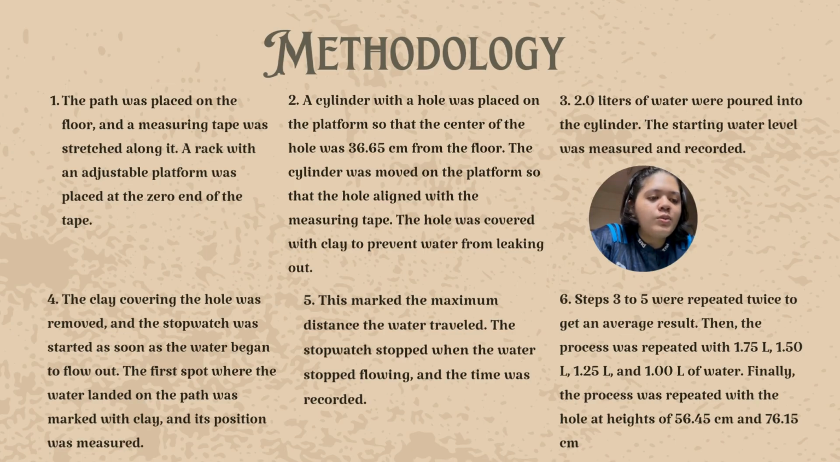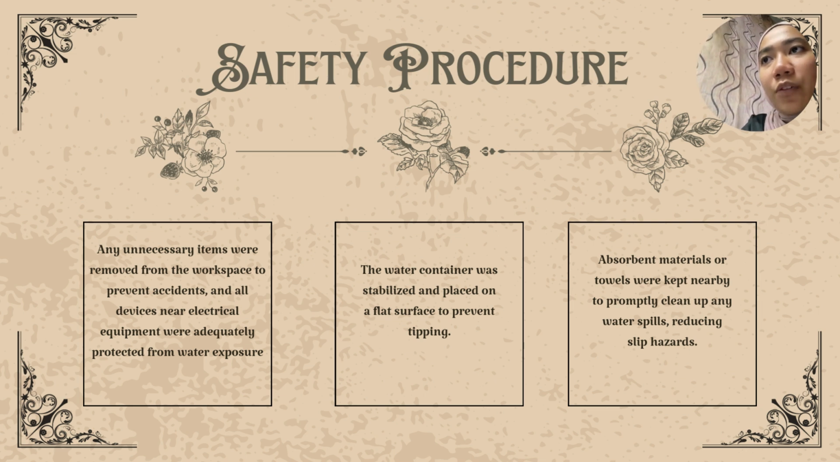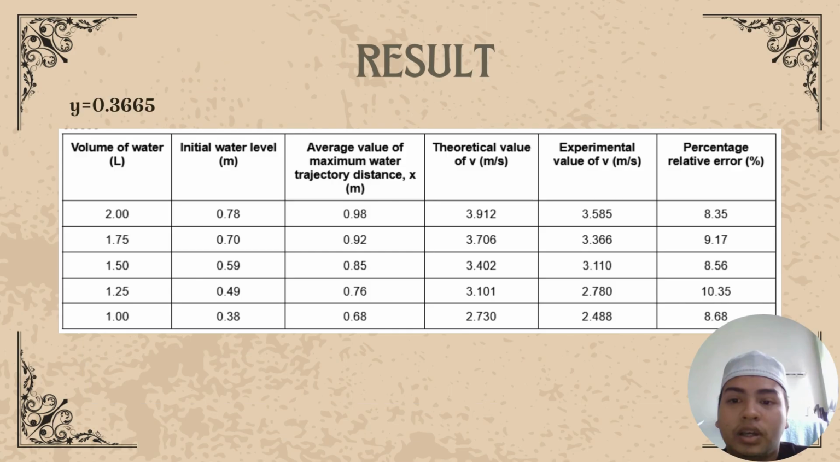Finally, the process was repeated with the hole at heights of 56.45 cm and 76.15 cm. Safety procedure. First, any unnecessary items were removed from the workspace to prevent accidents, and all devices near electrical equipment were adequately protected from water exposure. Second, the water container was stabilized and placed on a flat surface to prevent tipping. Third, absorbent materials or towels were kept nearby to promptly clean up any water spills, reducing slip hazards.